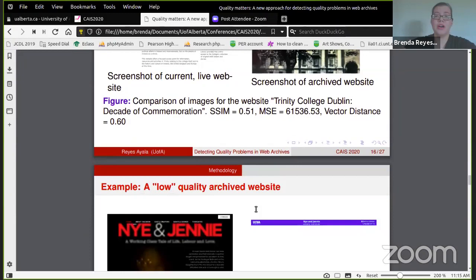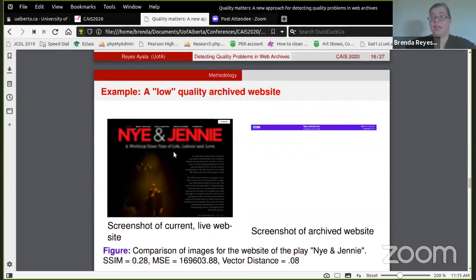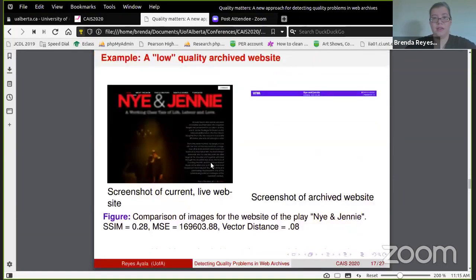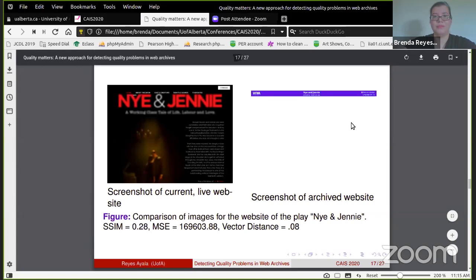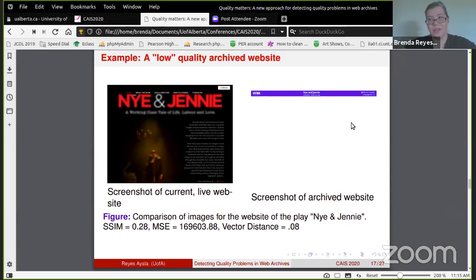This is what I would call a low quality archive website. This is a screenshot of a play called Nye and Jenny. This was, again, a British Library website. This is a screenshot of the current live website, and this is the archive website, which is completely blank, right?